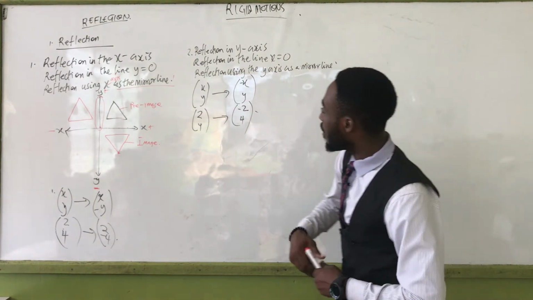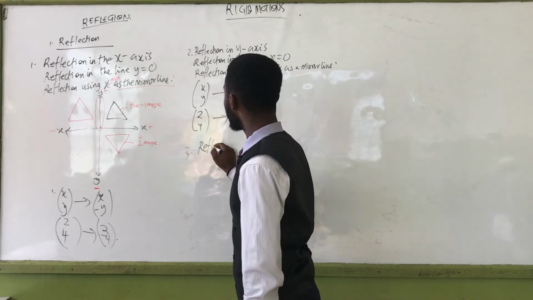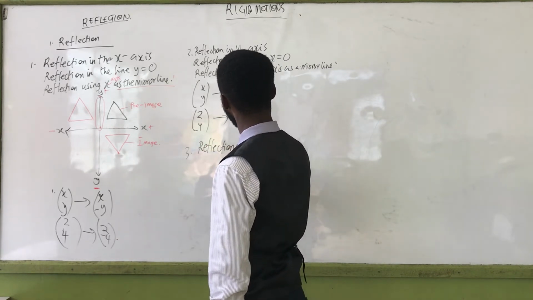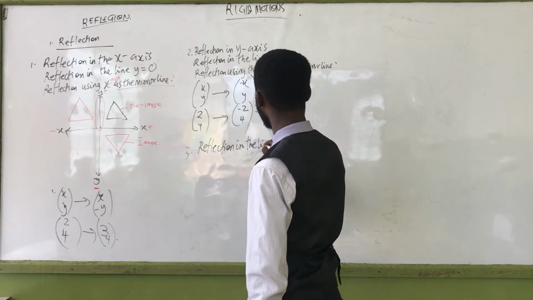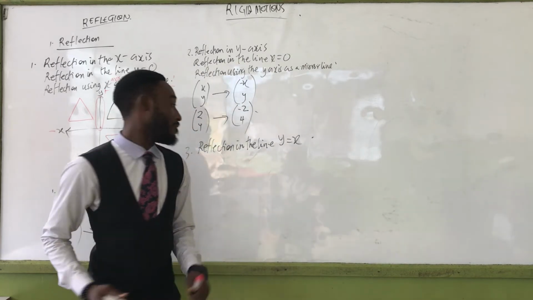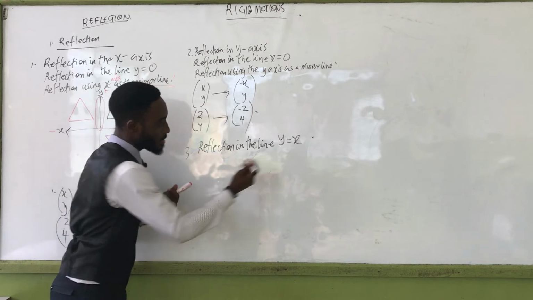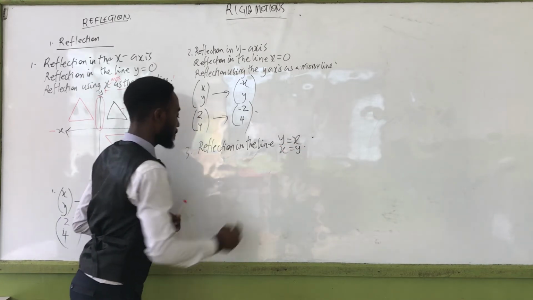And the third one, of course, is reflection in the line y is equal to x. So simple. If y is equal to x, definitely x is also going to be equal to y.